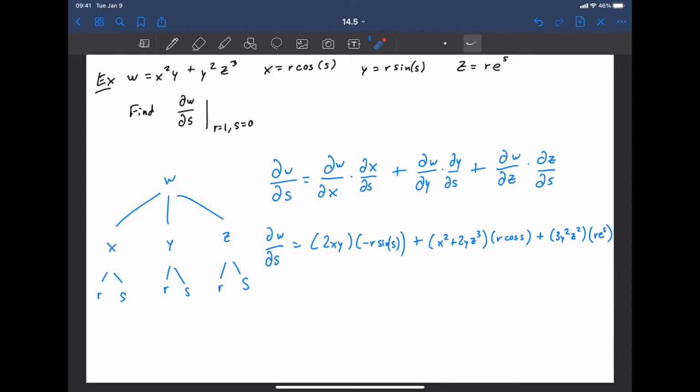Now we're going to try to plug stuff in. When r equals 1, s equals 0. They might both be different. When r is 1 doesn't mean s is 0. Okay, I'm not trying to say that. We're both independent variables here. We need to figure out what x is, what y is, and what z is.